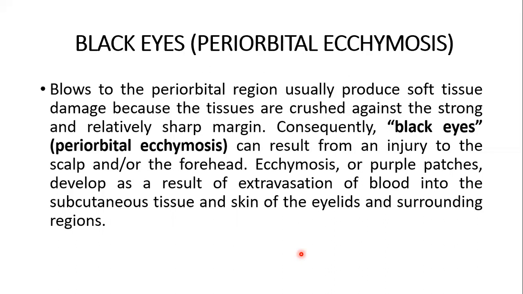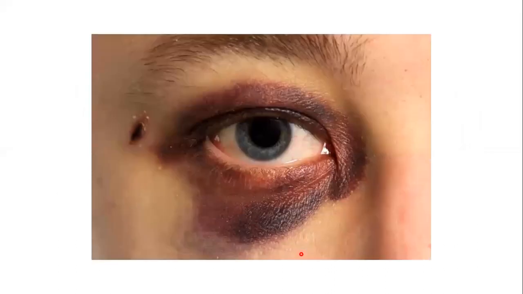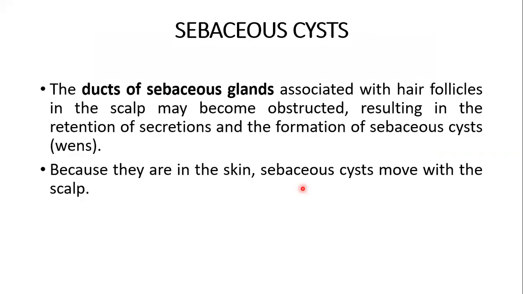And this is also a point to be noted that the frontal belly of the occipitofrontalis also has no bony attachment. You see, this is black eye, periorbital ecchymosis. This is the typical appearance of a black eye. This is due to the danger area of the scalp. This is the loose connective tissue. Blood easily trickles down into this area.